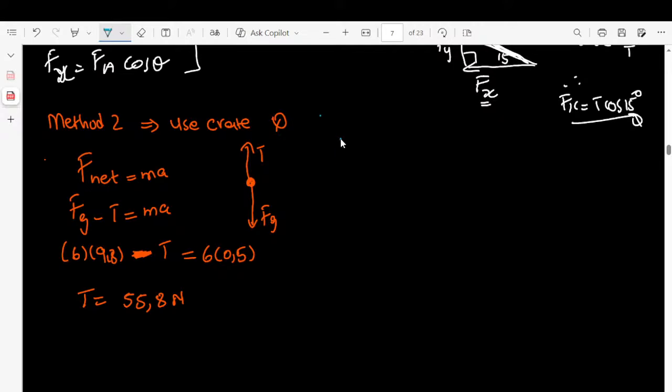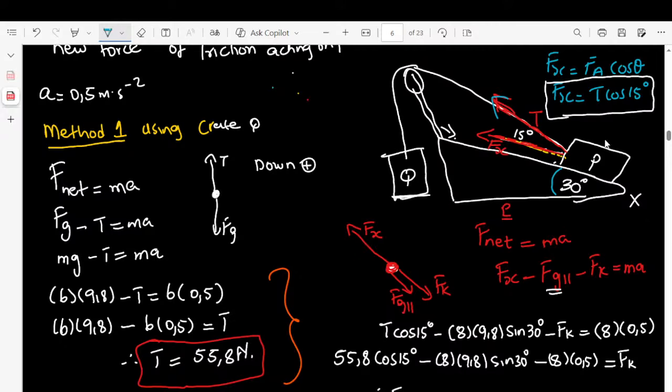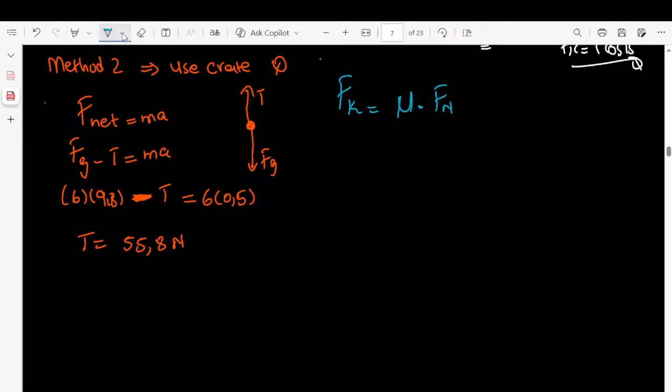So I know that my frictional force Fk is equal to μN, the coefficient times the normal force, right? So when we look, the one that has the normal force is crate Q. Look at crate Q. You see, this is my Fn. So let's quickly rewrite this so that everyone will get this right. Right? Let's quickly write this down.